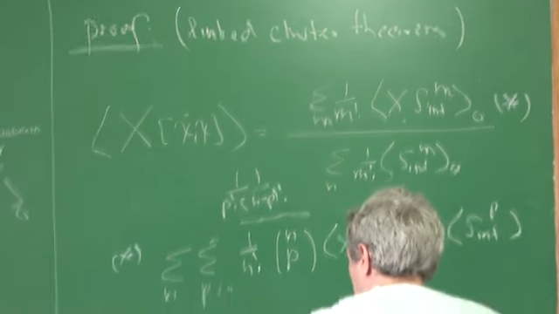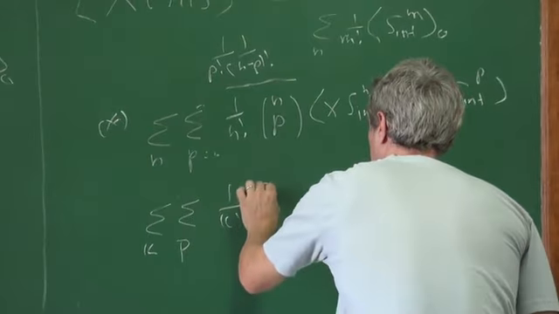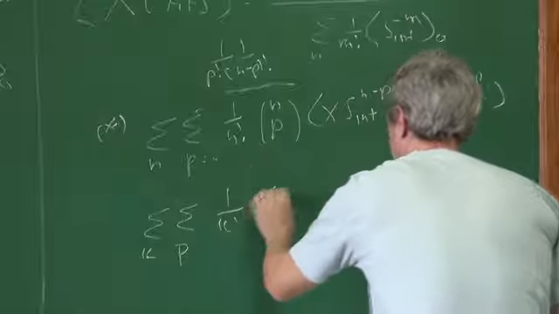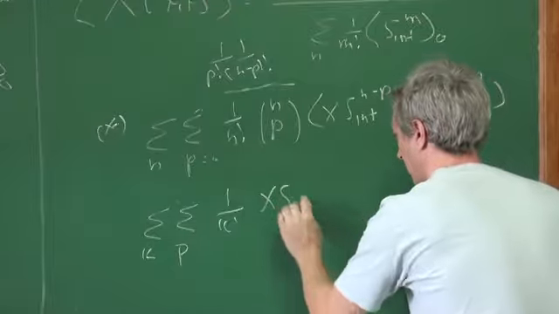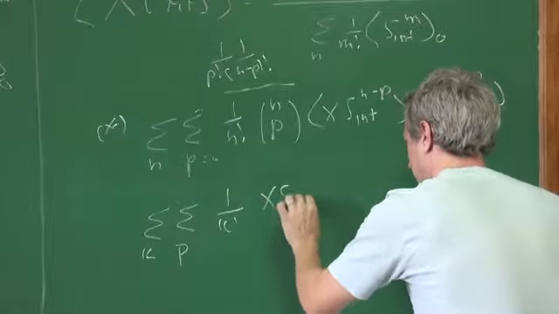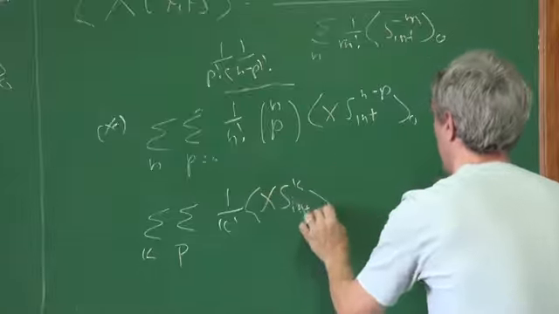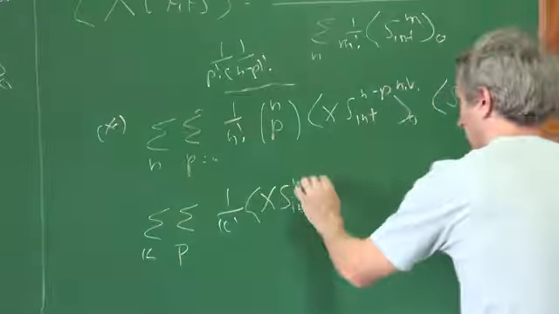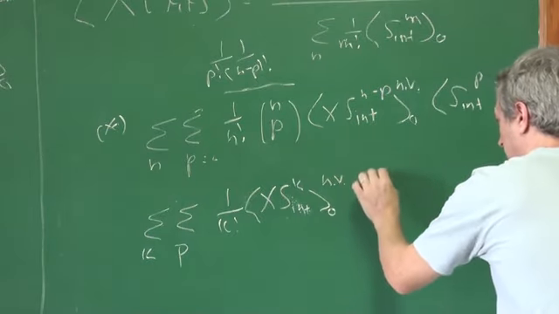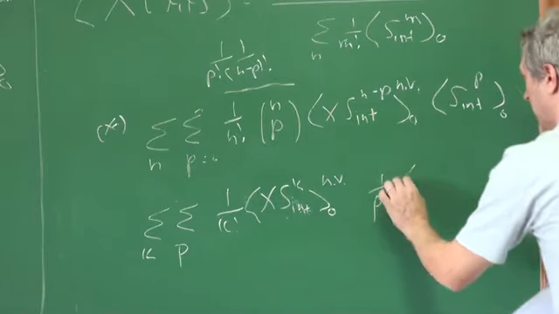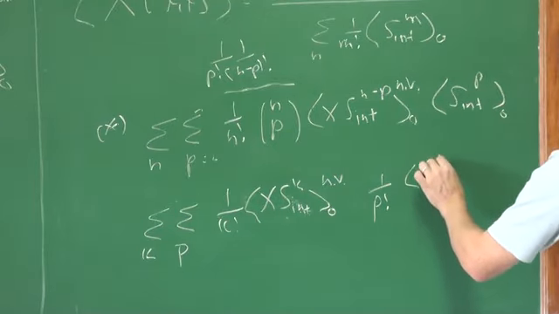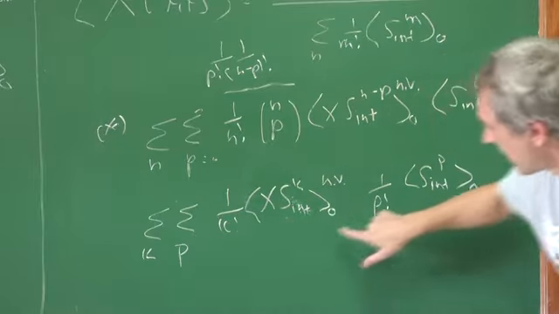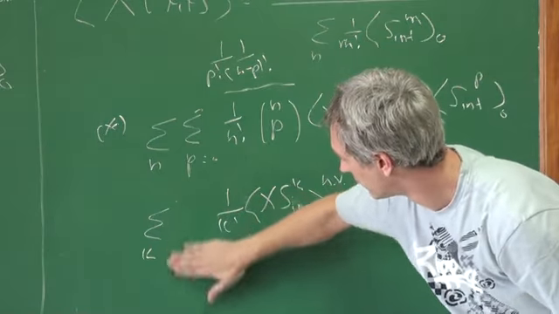over p, 1 over k factorial, as int to the power of k, x as int to the power of k, 0, and I should not forget here the non-vacuum. Okay. And then we have here still 1 over p factorial as int to the power of p, 0. Okay. Now this doesn't depend on p, so let's write the sum from here to here.